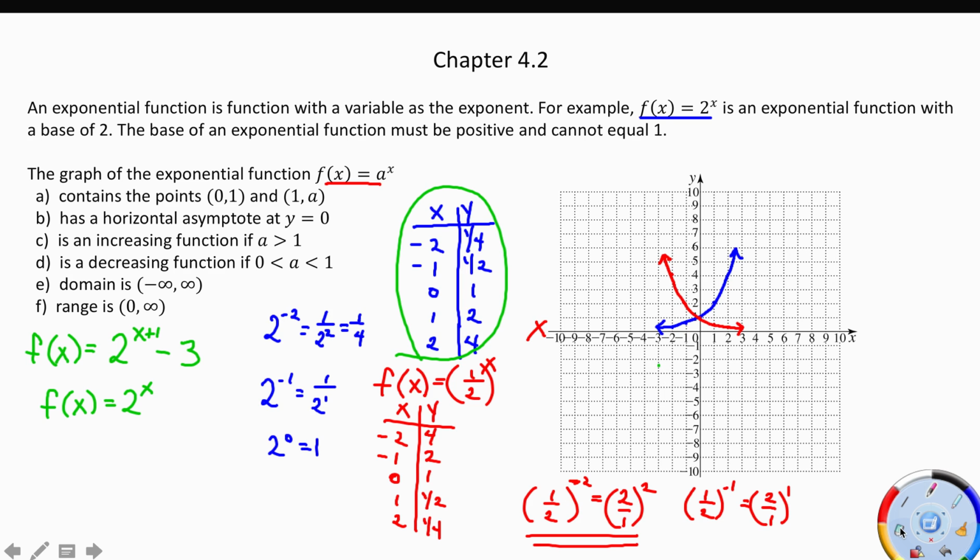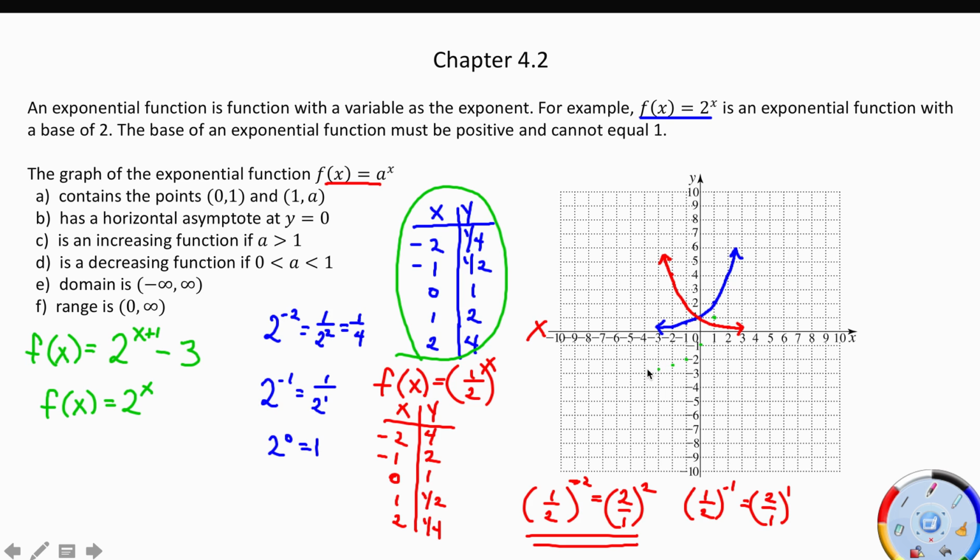This point is going to go left 1 and down. Let me move that one down just a little bit. That's not at my half. That's my 1/4. So left 1 and down 1, 2, 3. Left 1 and down 1, 2, 3. Here it is. Left 1 and down 1, 2, 3.